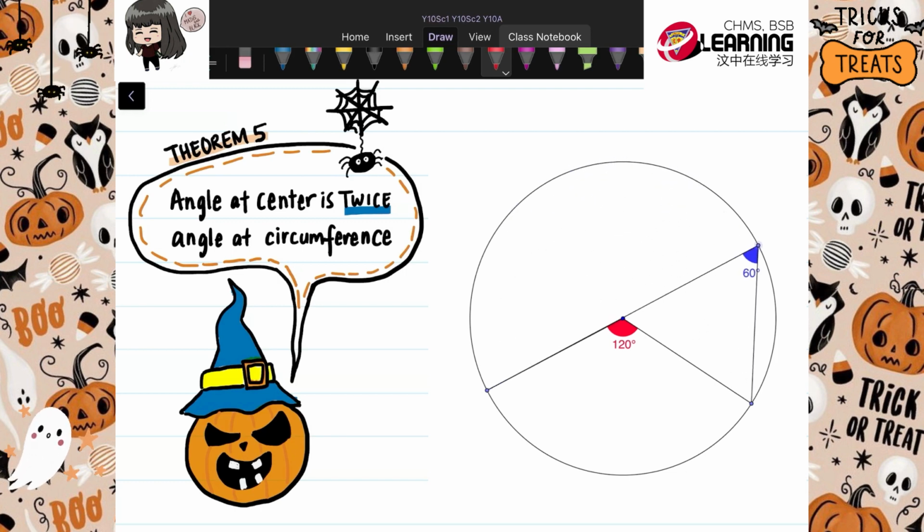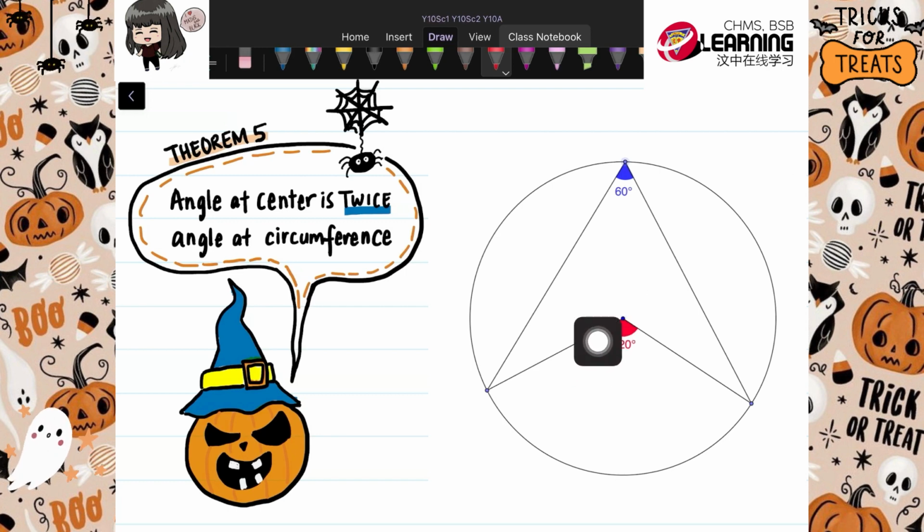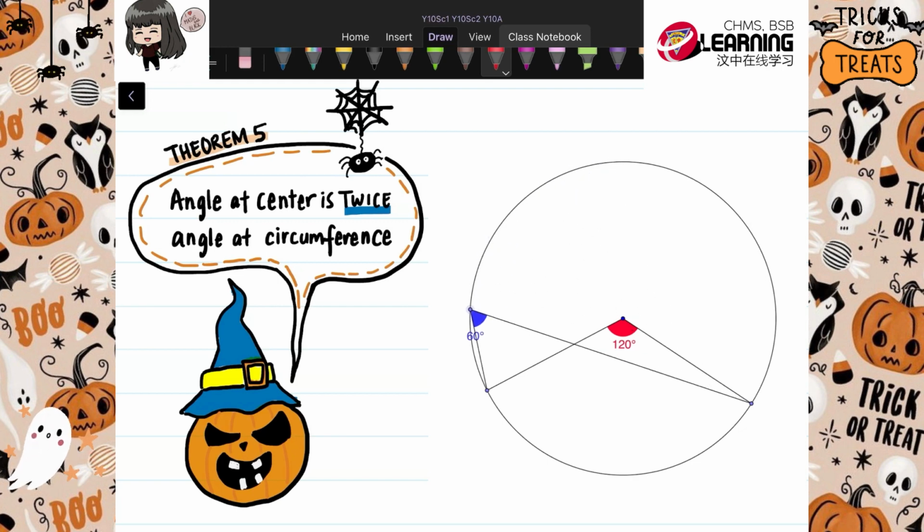This is also called angle at the circumference. As long as it's at the circumference, we call it angle at the circumference, right? And it's always double at the center there, 120. As I say, the shape does not always look like this. It can be something like this. Angle at the center is twice angle at the circumference, right? So 60 times 2 is 120.